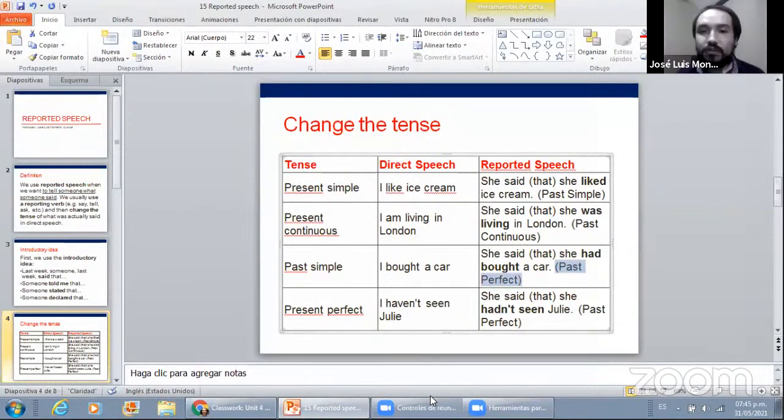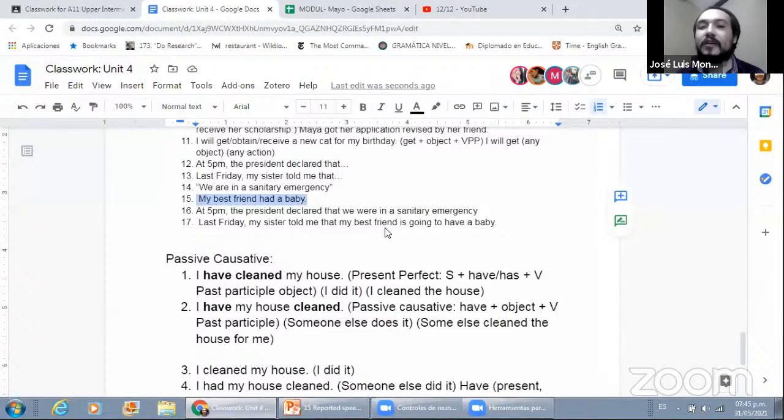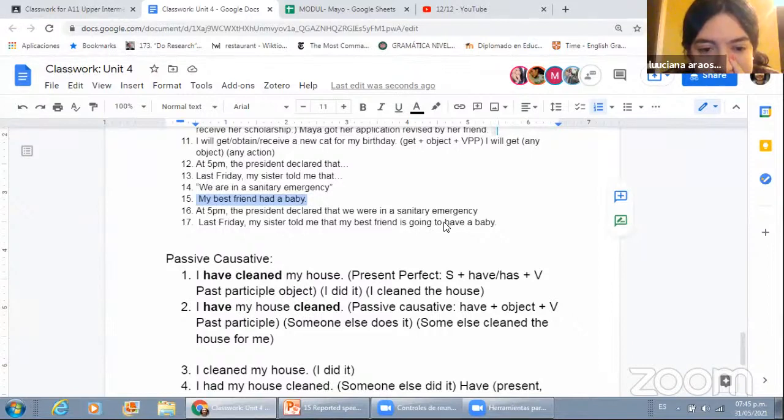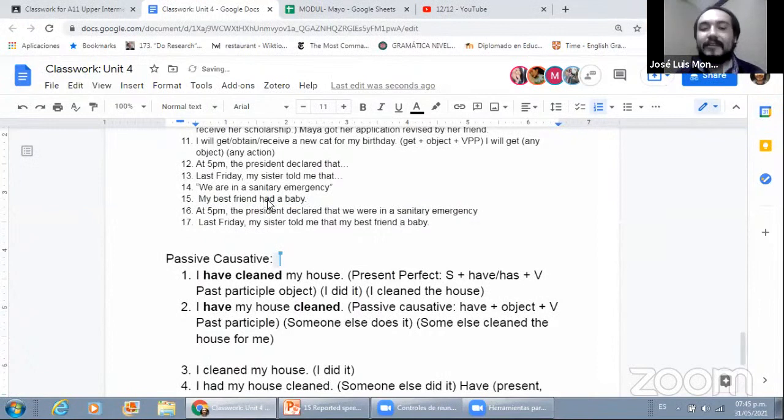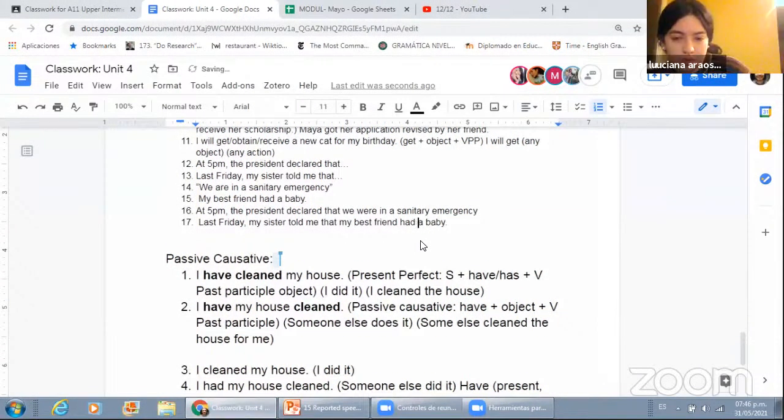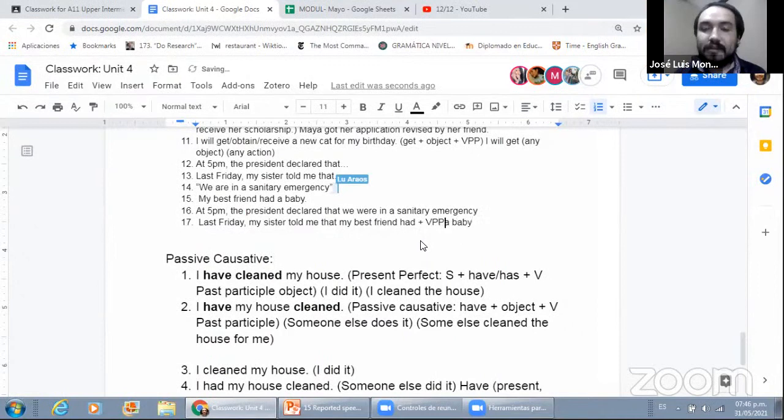You don't use the future, okay? It's going to be incorrect if you use the future here. You cannot do it because this is reported speech, something in the past. So instead of that, what is the main verb here? Had. What is the formula for the past perfect, Luciana? You have to check that again. Past perfect is had plus the verb in the past participle. What is the past participle of had?